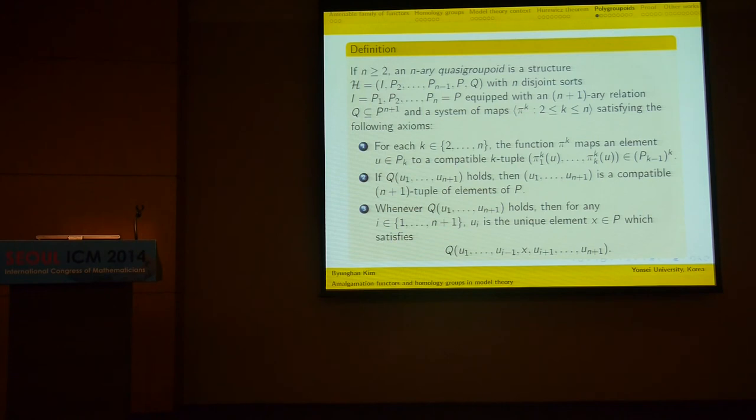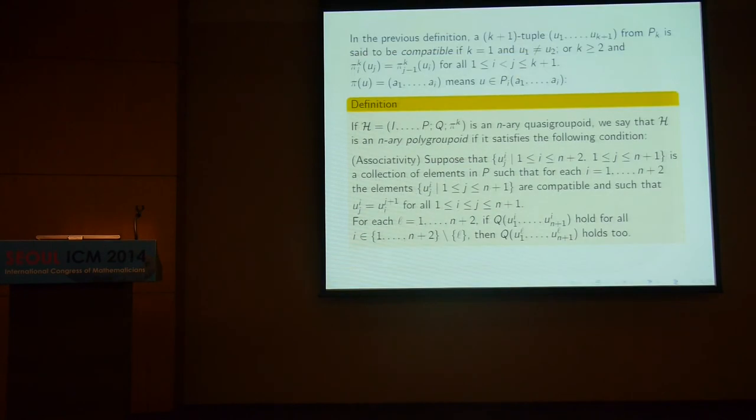And you satisfy, then it's compatible, and then this is unicorn. The compatibility means you satisfy this compatibility condition. Now, we say this quasi groupoid is poly groupoid if it satisfies associativity.